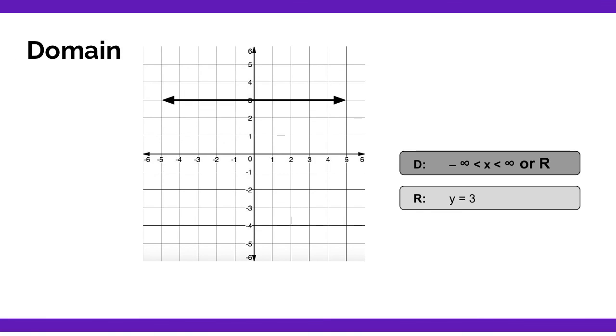So I hope that helps show you a variety of different ways that you can do domain and range. We did inequality notation, interval notation. We also showed what happens when there's a break in the graph, and then finally what happens if you have a graph that's only equal to a single number.